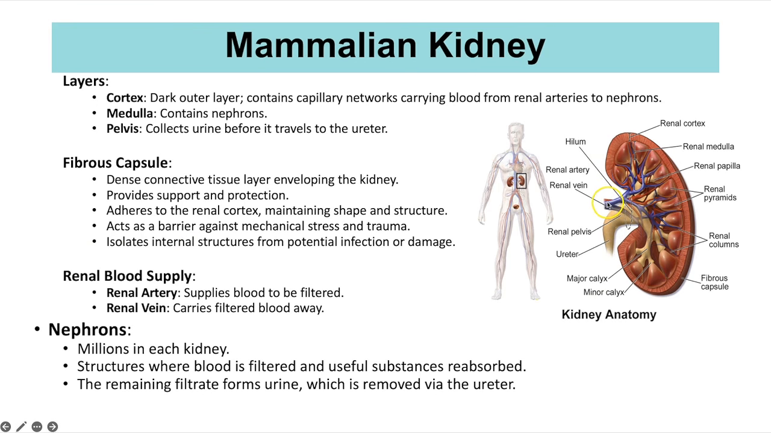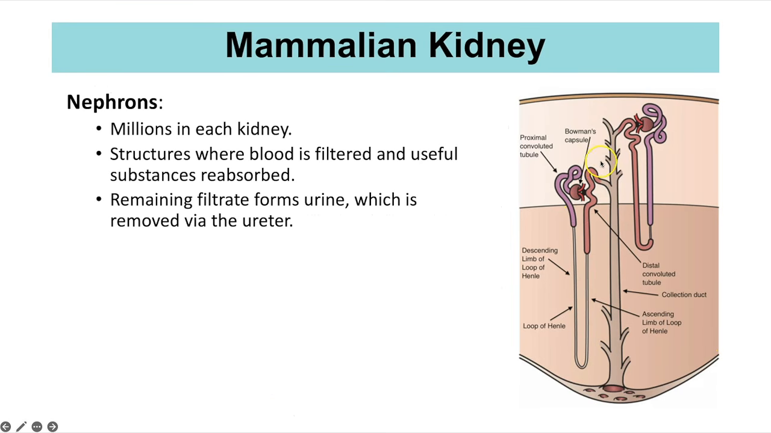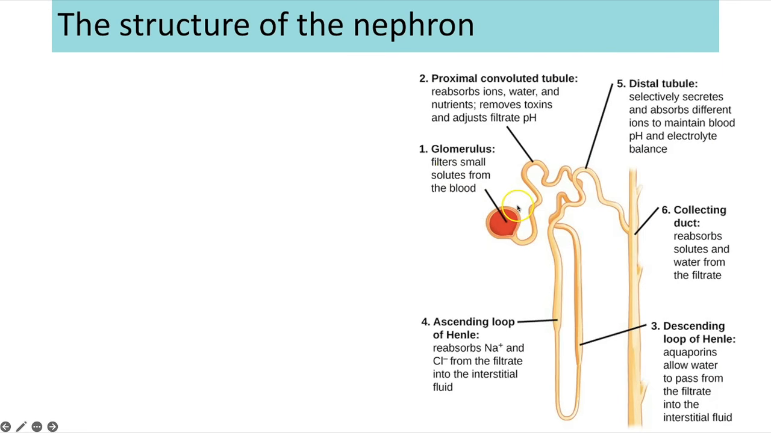The renal blood supply we've briefly talked about already, because we said we've got the renal artery, which supplies the kidney with blood to be filtered, and the renal vein, which carries the filtered blood away. And then lastly, the nephrons, which we're going to be talking about in more detail. The nephrons are within the medulla. You actually have millions in each kidney, and these are the structures where the blood is filtered and the useful substances are reabsorbed back into the blood through capillaries. And whatever isn't reabsorbed forms the filtrate, which goes on to form the urine. So here we can see one of the nephrons inside of the medulla. And we're going to talk about what happens at each point of the nephron and what the different structures are.